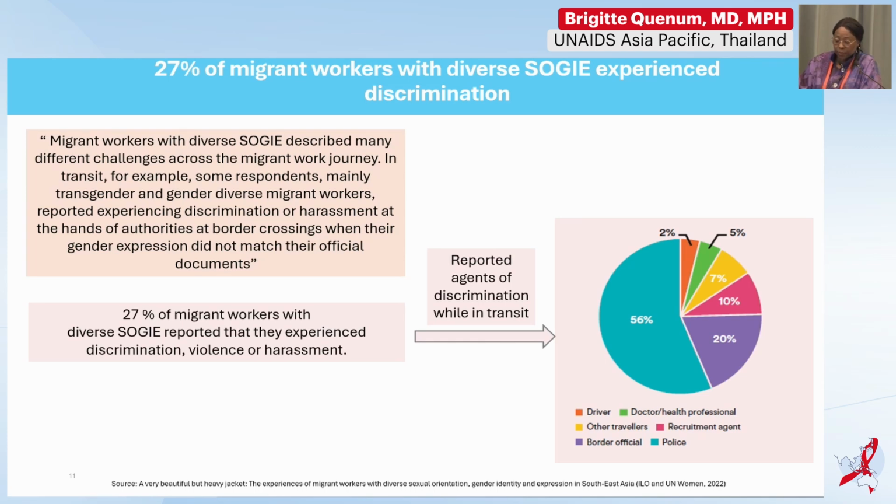SOGI experience discrimination. And on the right side of the slide, you can see that they experience discrimination, violence, or harassment, and the major perpetrators of this violence, discrimination, or harassment are police, 56%, you can see on the pie, and border officials, contributing 20% of this harassment.